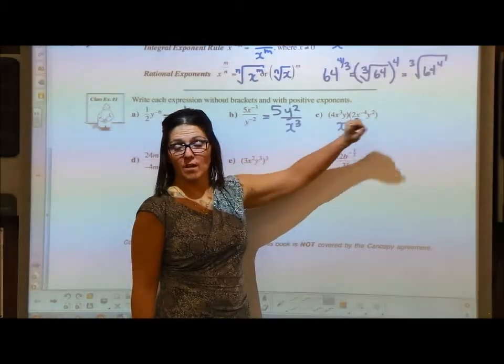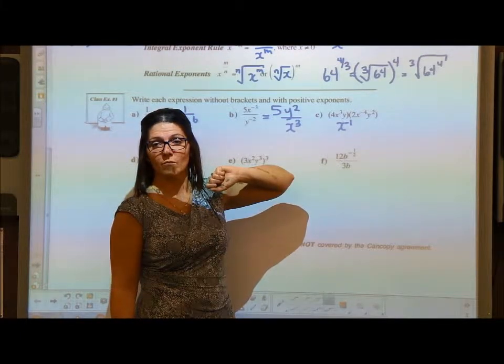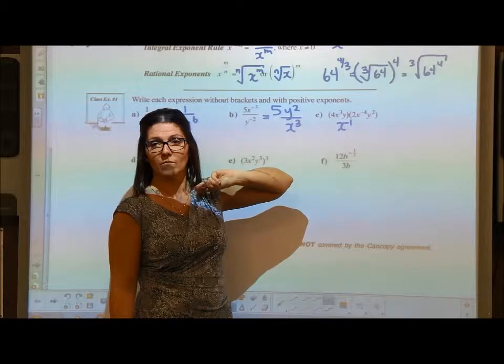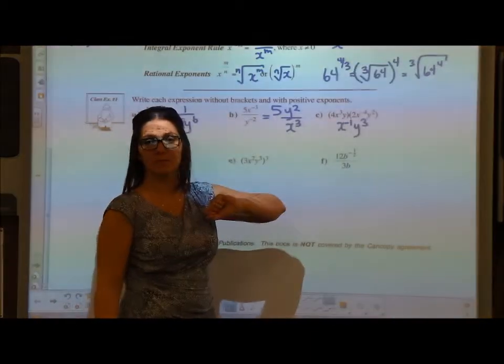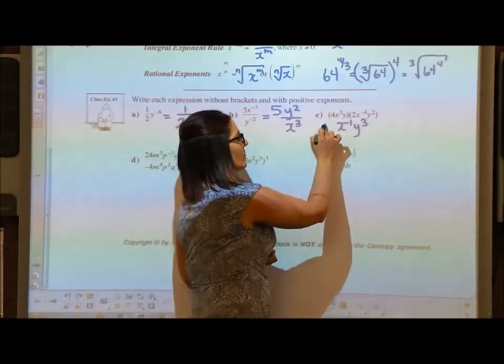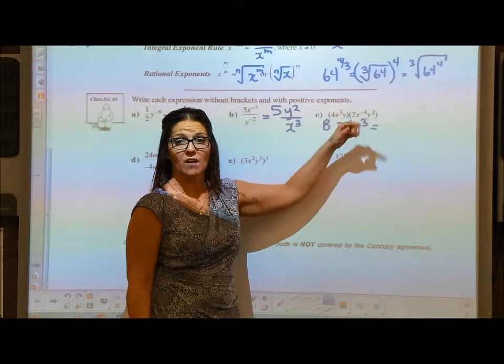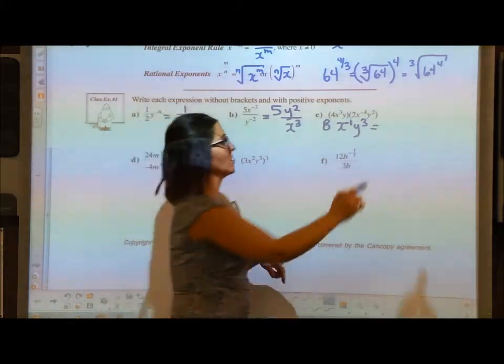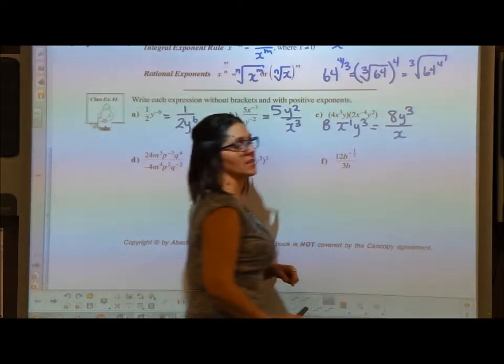y and y squared would give me y to the power of 3. And 4 times 2? 8. And then if I wanted to make this negative 1 a positive exponent, then I would move it down. So the h and the y cubed would stay on the top. The x would move down.